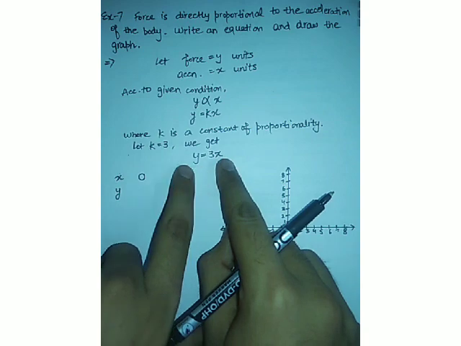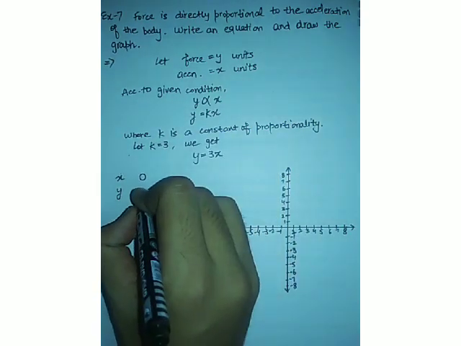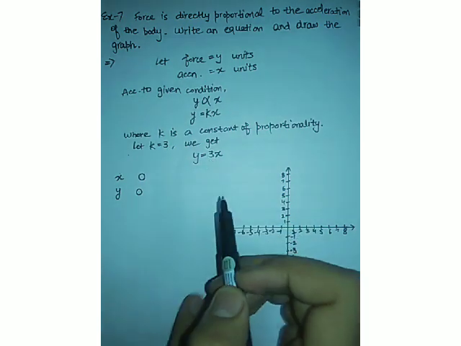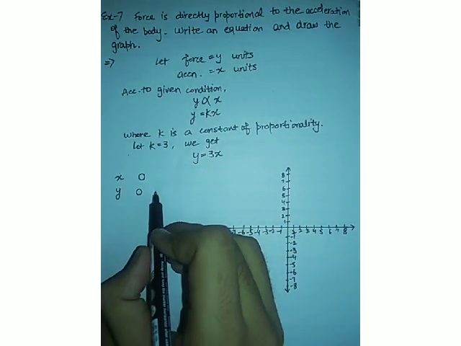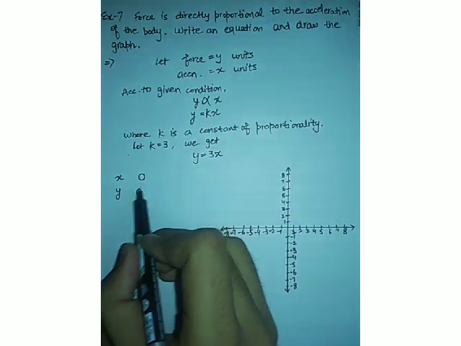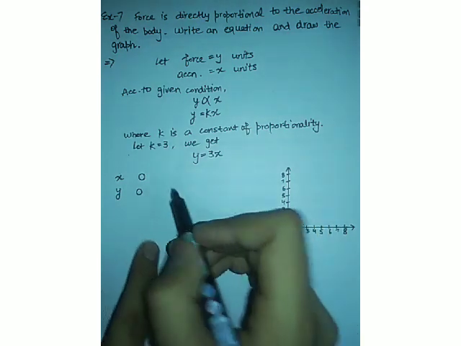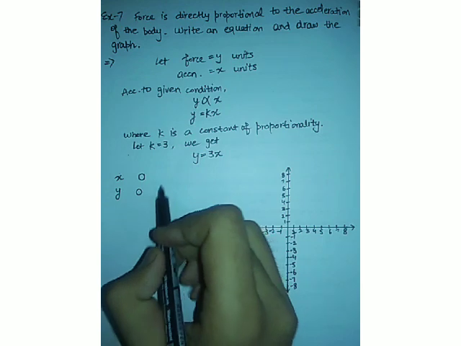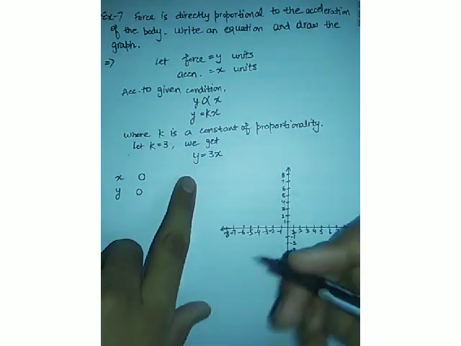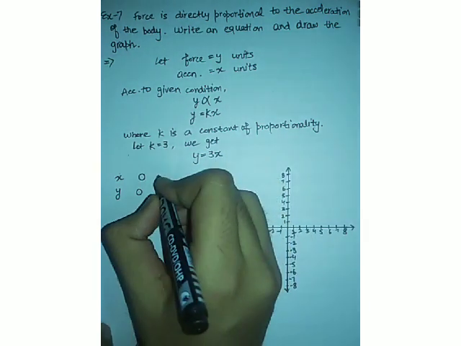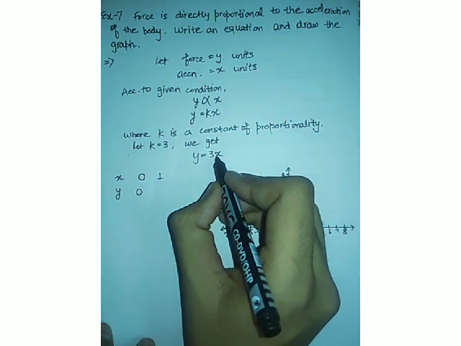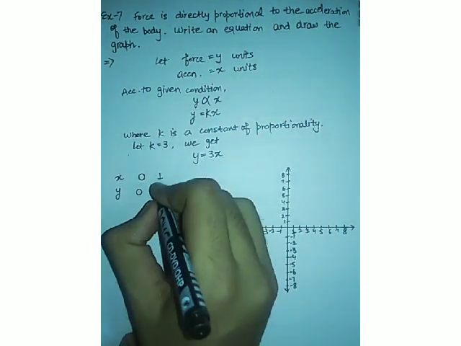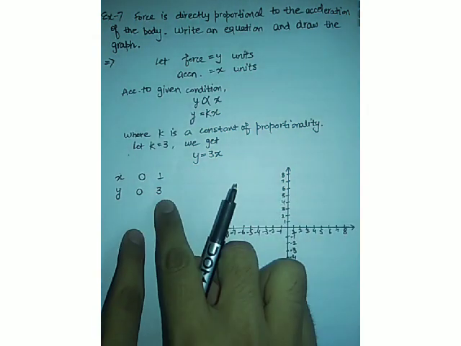Put x equals 0, you will get y equals 0. And when you put y equals 0, you will get x equals 0. So both of the points are the same. You don't have to plot both of the same points, because there is no sense in writing both of the same points. So now move to 1. Put x equals 1. You will get y equals 3. Clear? We have got the 2 points.